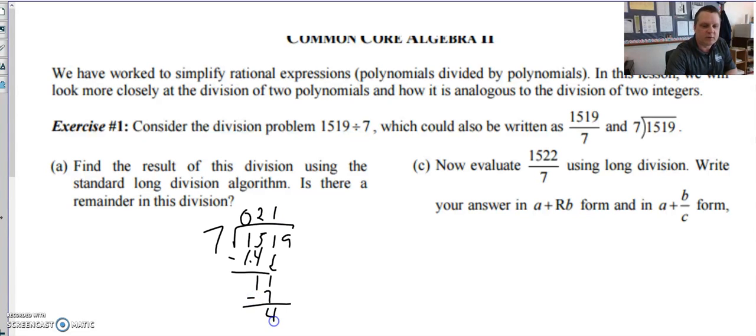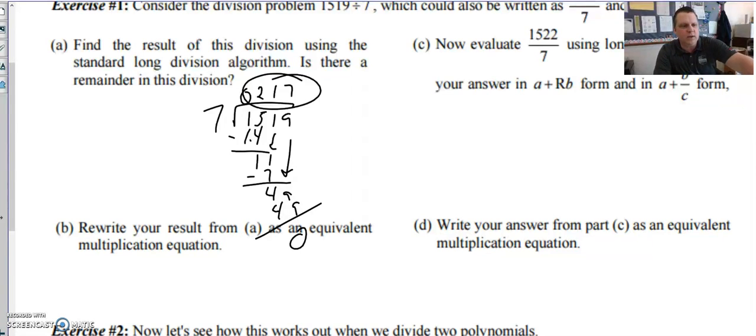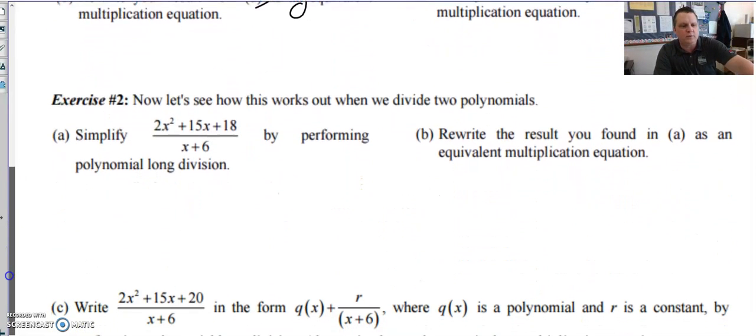Subtract the 7. So you had 4, bring down the 9, 49. And 7 goes into 49 seven times, there's your 49. And you are left with a remainder of 0. Okay, so that was your answer. So that's what we're going to look at, but we're going to look at that using polynomials.